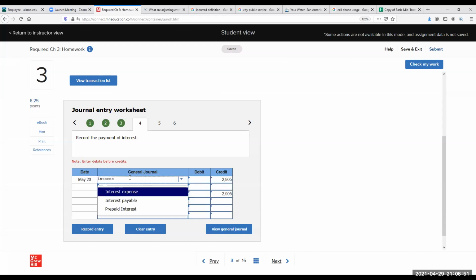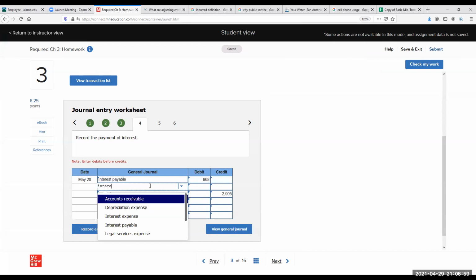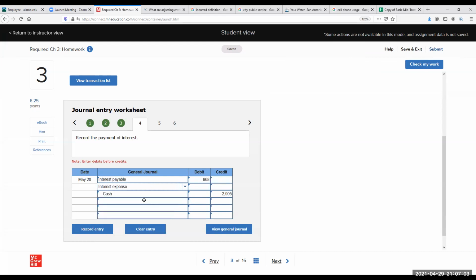Interest payable 968. And the difference is interest expense for the month of May. Interest expense: 2905 minus 968 is 1937. They got it to match up. 2905. All right.